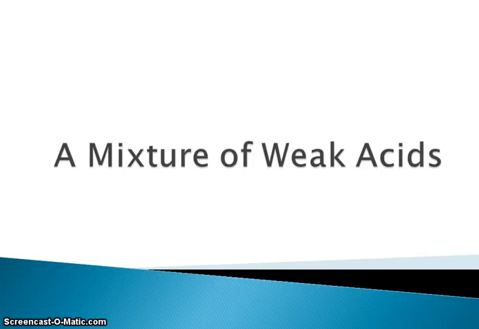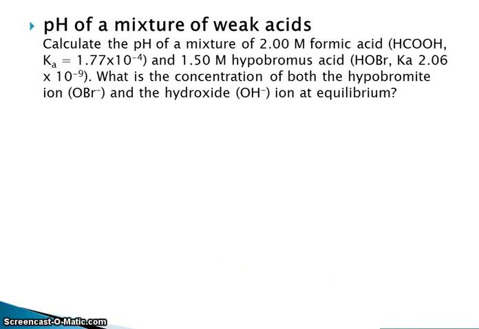A mixture of weak acids. Here's a problem. Calculate the pH of a mixture of 2.00 molar formic acid and 1.50 molar hypobromous acid. And it says, what is the concentration of both the hypobromite ion and the hydroxide ion at equilibrium?